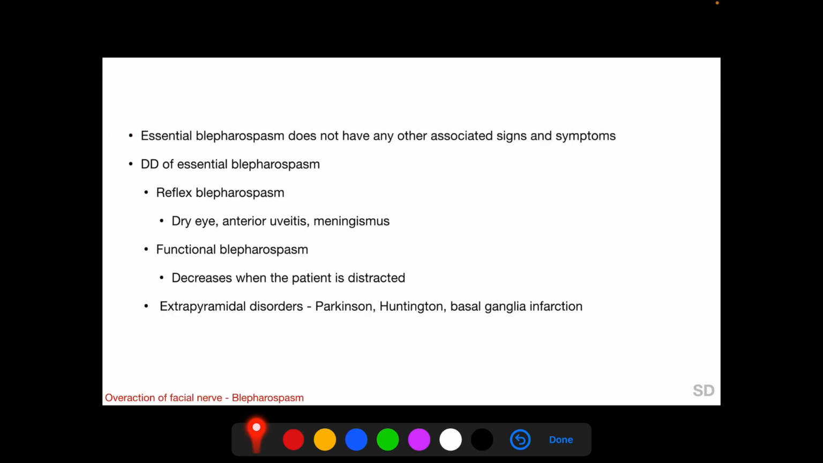Benign essential blepharospasm does not have any other associated signs and symptoms, and its differential diagnosis includes reflex blepharospasm from dry eye, anterior uveitis and meningismus, functional blepharospasm which decreases when the patient is distracted, and blepharospasm in extrapyramidal disorders such as Parkinson's disease, Huntington's disease and basal ganglia infarction.